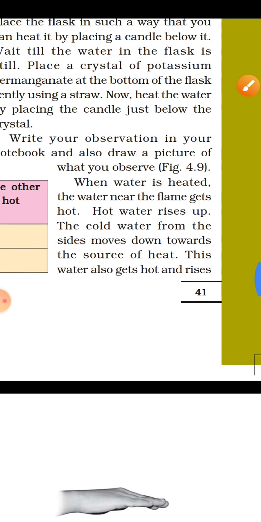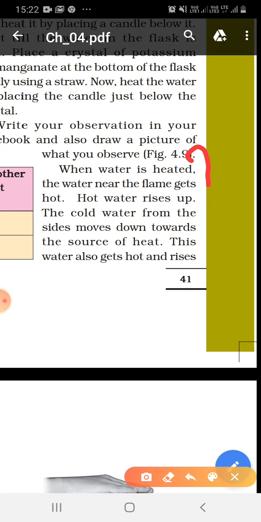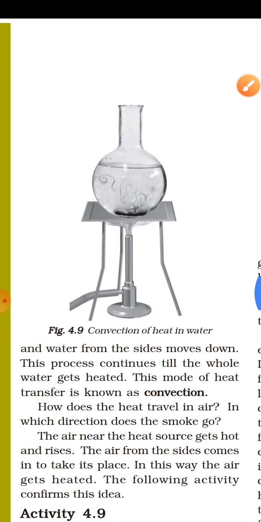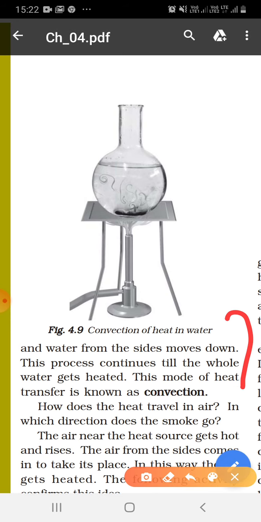And in the case of water, when water is heated, the water near the flame gets hot and the hot water rises up. The cold water from the sides moves down towards the source of heat. This water also gets hot and rises up. Water from the sides moves down and the process continues till the water is heated. This mode of heat transfer is known as convection.